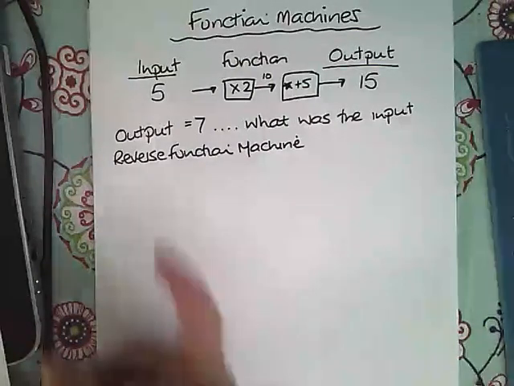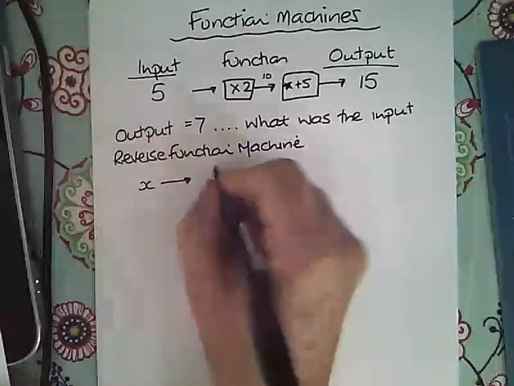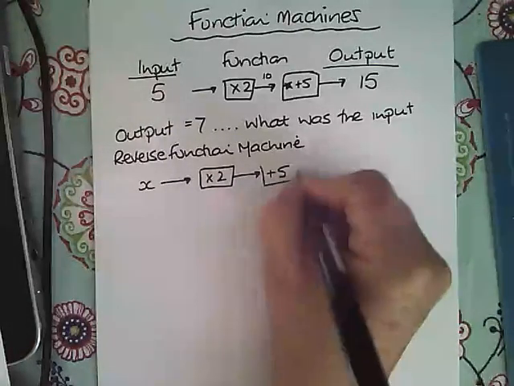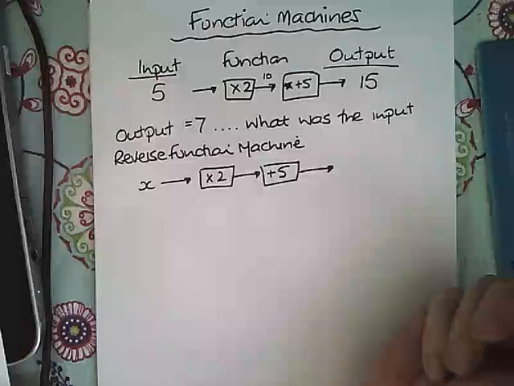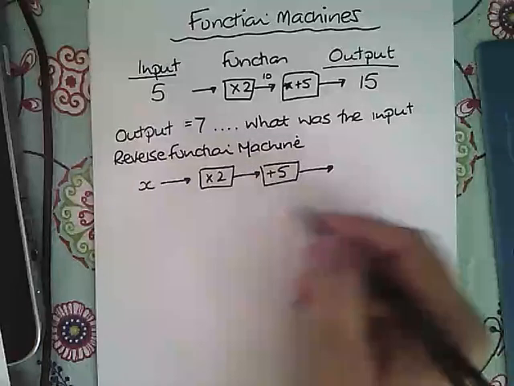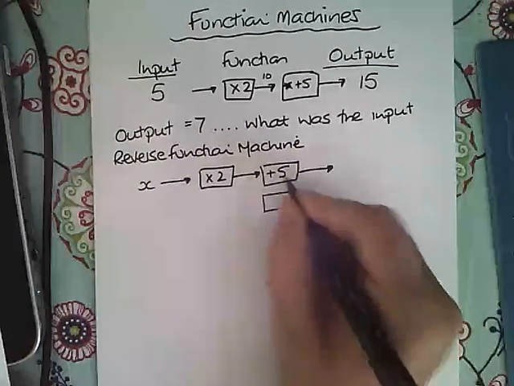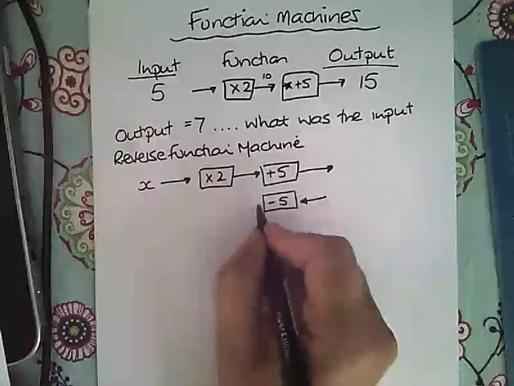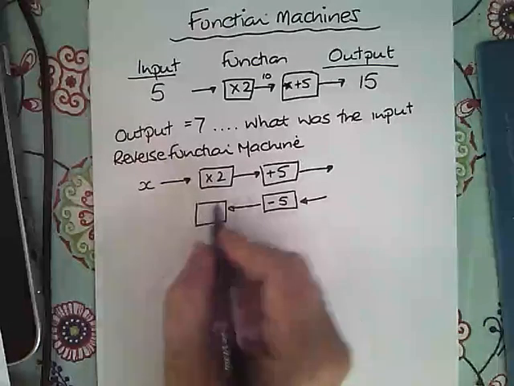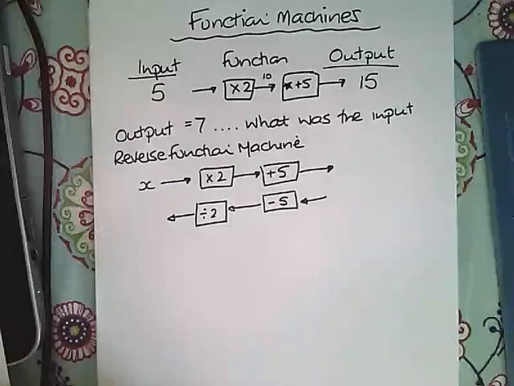So we have our function machine here where we would put a number in, let's call it x, we would times it by 2, we would add 5, and we would get our output. If we're reversing our function machine, we need to undo these steps. So the number that goes in, we have to do the opposite of add 5, which is take away 5. And then, once we have that answer, the opposite of times by 2, which is divide by 2. And that will give us our answer as to what number we put in.